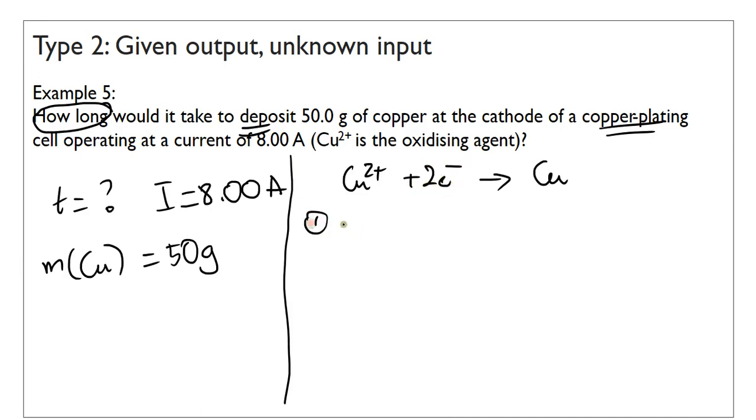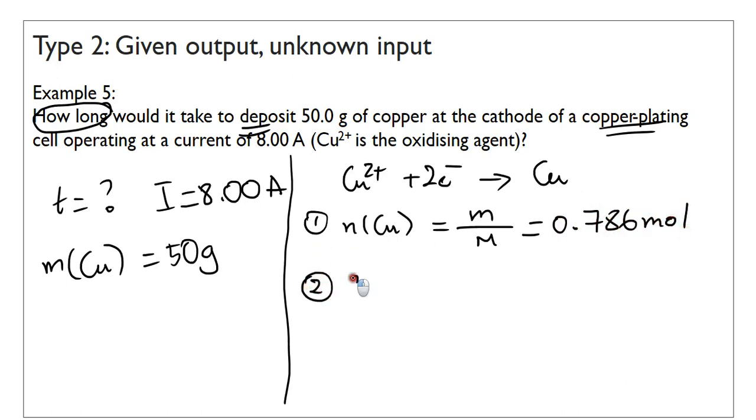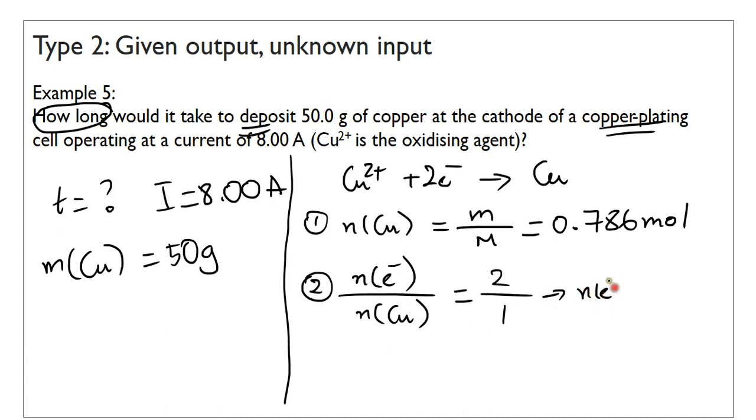So step 1 is to find the number of mole of copper, which is mass of copper over molar mass. So 50 grams divided by 63.6, so 0.786 mole. This is going to be the number of mole of copper. And I need to use the number of mole of copper to find the number of mole of electrons. In this type of question, the unknown is now the number of mole of electrons and not the number of mole of copper. So my mole ratio will be the reciprocal of what you would have seen in examples 1, 2, 3, and 4. And in this case, the number of mole of electrons is 2 times the number of mole of copper.